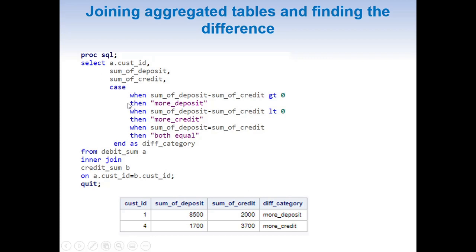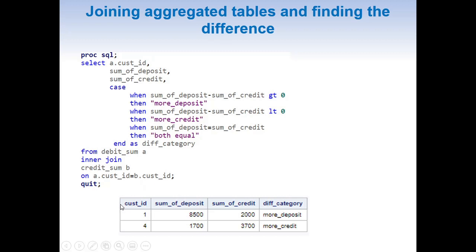In this case when statement, when sum of deposit minus sum of credit is greater than 0, I am saying that it has more deposit. When sum of deposit minus sum of credit is less than 0, then I am saying it is more credit. And when sum of deposit is equal to sum of credit, then I am saying that they are equal. These are self-explanatory. If sum of deposit is more, the value here will be greater than 0.